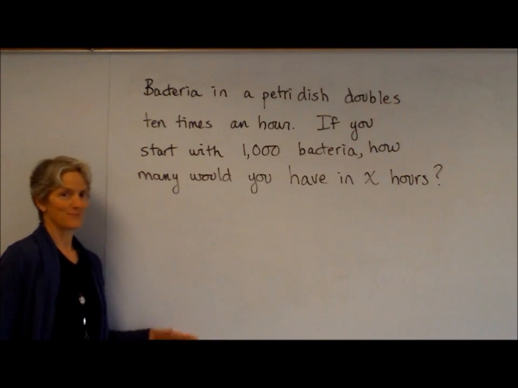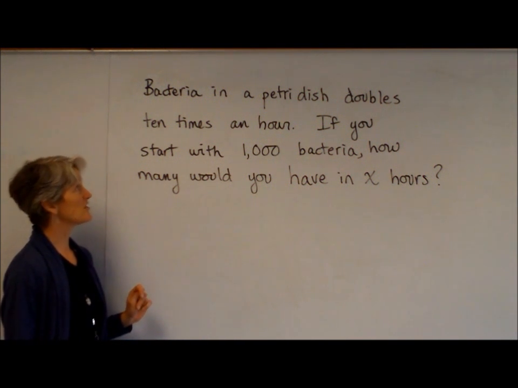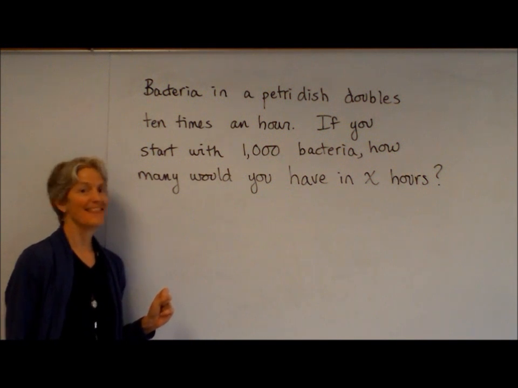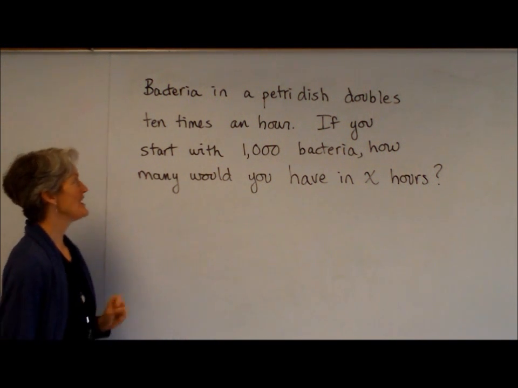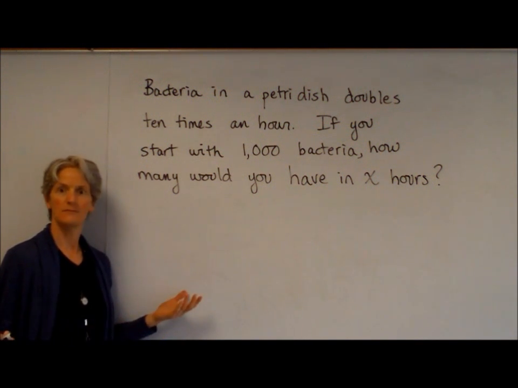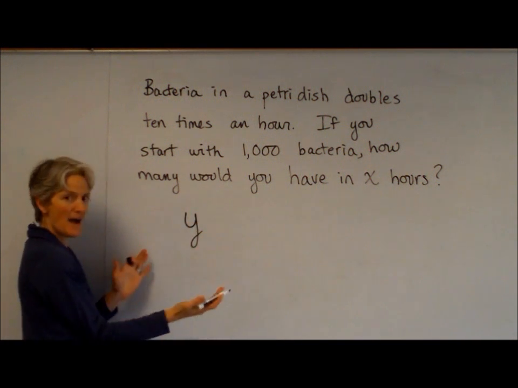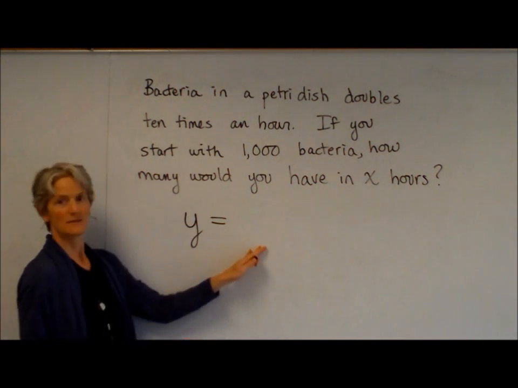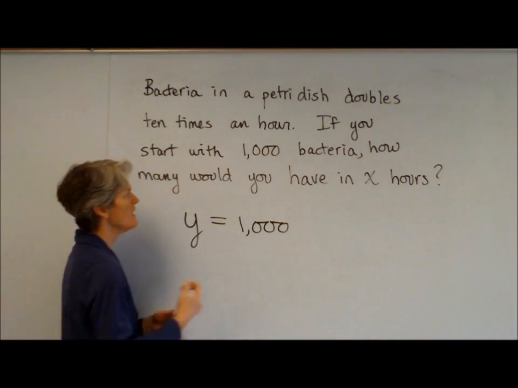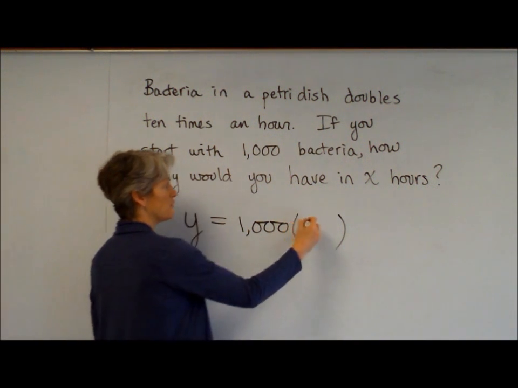All right, so staying in the science theme, we've got bacteria hanging out in the petri dish. They're doubling 10 times an hour. That's a lot of bacteria. If you start with 1,000 bacteria, how many would you have in x hours? Well, I think we can figure this out. So the number we're going to have in x hours is start with 1,000 bacteria. What am I multiplying that by? Well, it's doubling, so that seems like a 2.